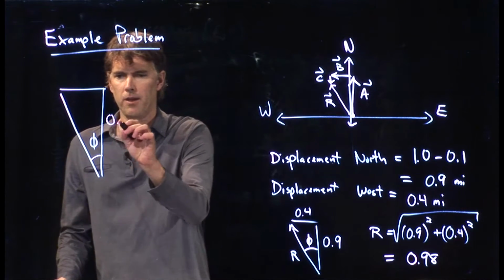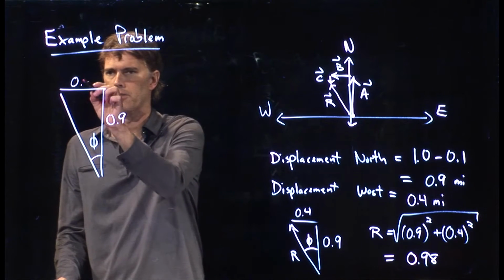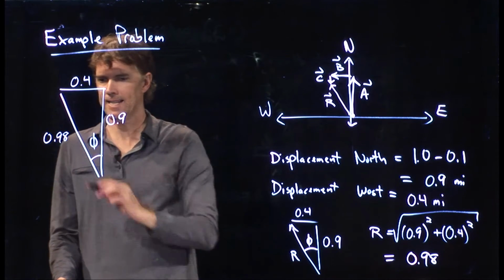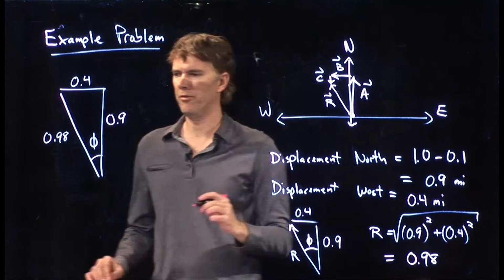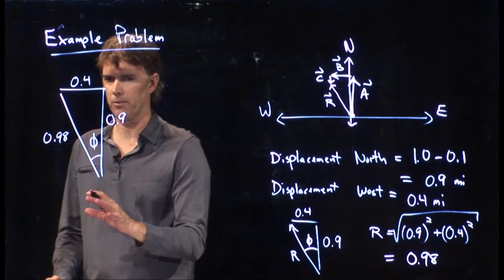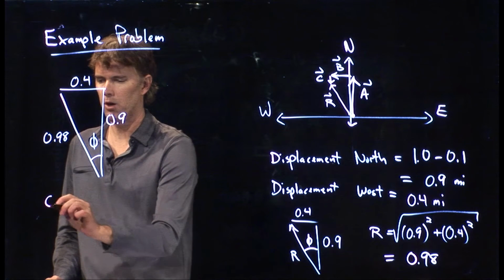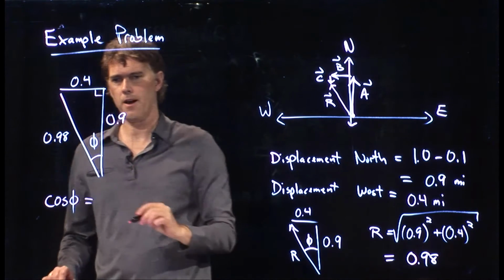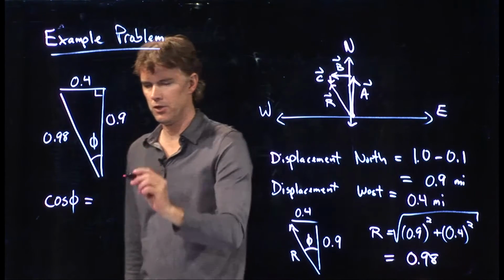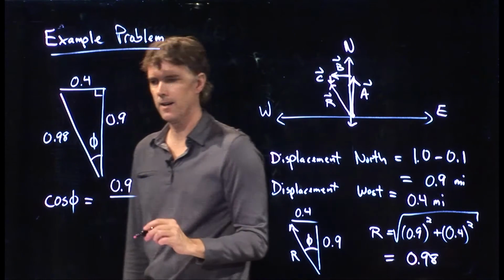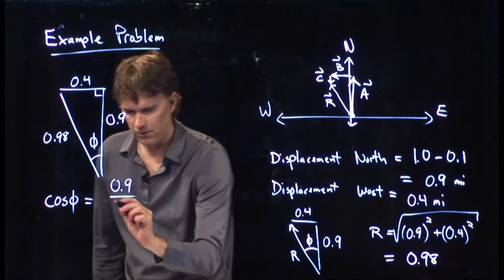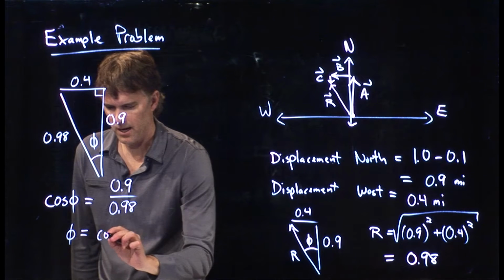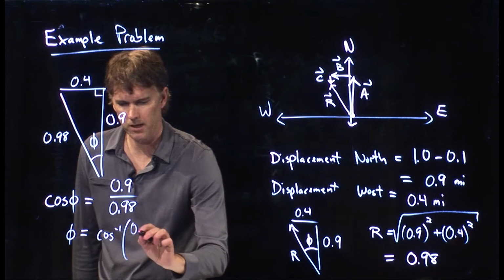And now, if we know that, then we know all the sides of the triangle here. We've got a 0.4 up there. We have a 0.9 right there. Now we have a 0.98. And so now we can calculate that angle phi. And you can, again, pick any of the trig relations you want. Let's pick cosine of phi. Where's the right angle? The right angle is there. So cosine of phi is going to be the adjacent, which is 0.9, divided by the hypotenuse, which is 0.98. And if I take the arc cosine of that, what do I get? Somebody plug it in and tell me.